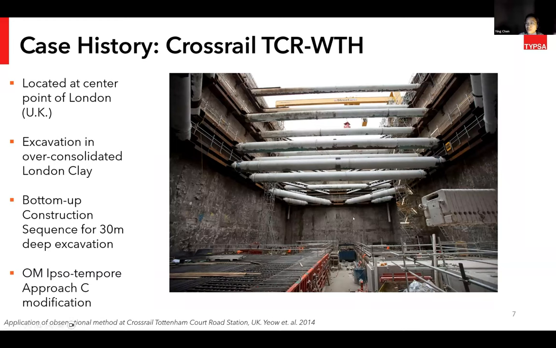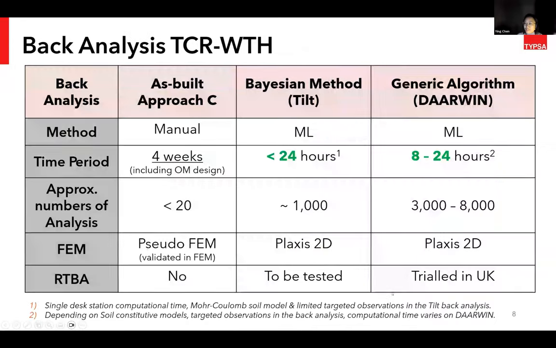However, like I mentioned before, even though it's only 2 weeks, because it's in a central London urban area, any time saving can lead to a huge cost saving. In this case, it's roughly 17% of the construction cost, which is quite significant. However, in terms of back analysis, during the construction, this back analysis and observational method modification development was only given 4 weeks. So at the end, the design team only managed to use some pseudo finite element models to run about 20 analyses. Based on that, they derived a set of improved design parameters to develop their modified OM design.